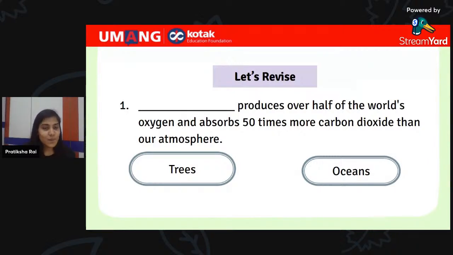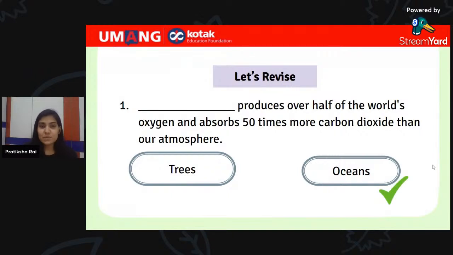The first one for you is: Dash produces over half of the world's oxygen and absorbs 50 times more carbon dioxide than our atmosphere. Think about it. Is it the trees or oceans? Quickly type your responses in the chat box, everybody. What do you think is the correct answer here? Yes, that's right. The correct answer is oceans.